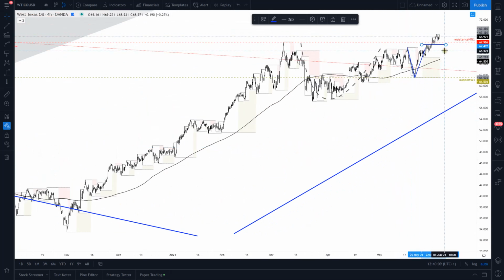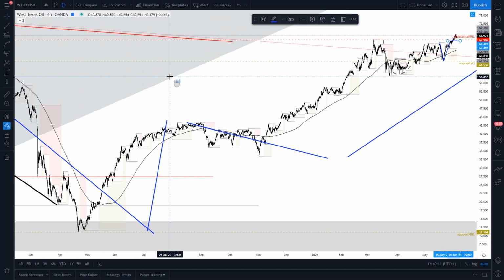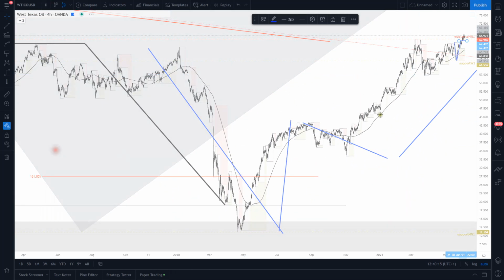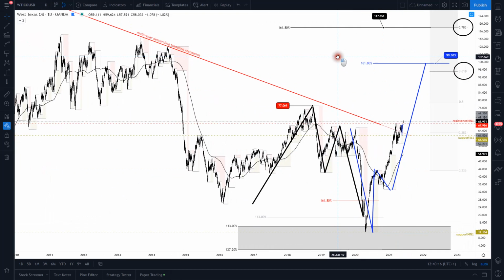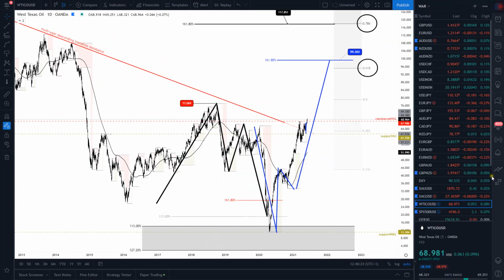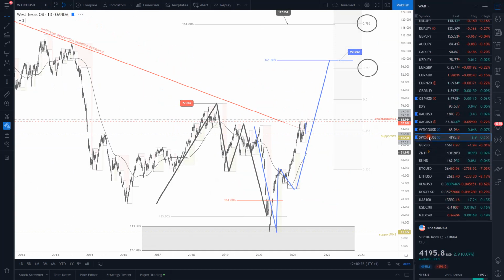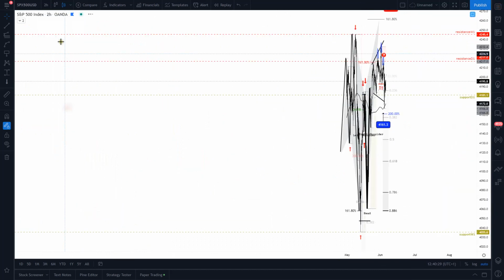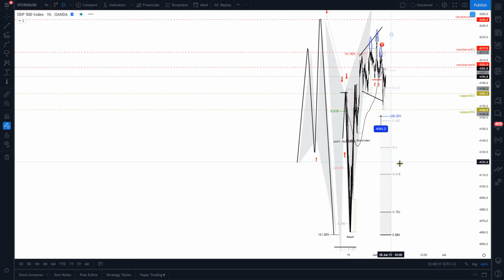I admit a pullback. Of course, I need to admit a pullback if the market needs to retrace. I admit that pullback, but in general, in a long-term projection, I'm bullish for crude oil also. SPX 500, I shared this multiple times already, also on Twitter, I believe.